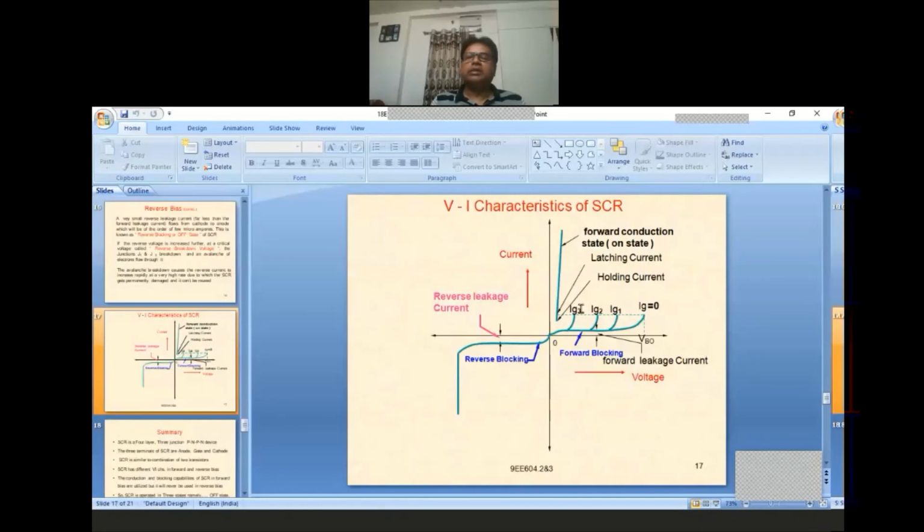Holding current is this: once after entering into the conduction mode, even if the current decreases below the latching current value, SCR will still conduct and it will be maintained in the on state. But when it falls below the value of holding current, then it will be immediately pulled down to forward blocking mode. So these are the main features of VA characteristics of SCR.